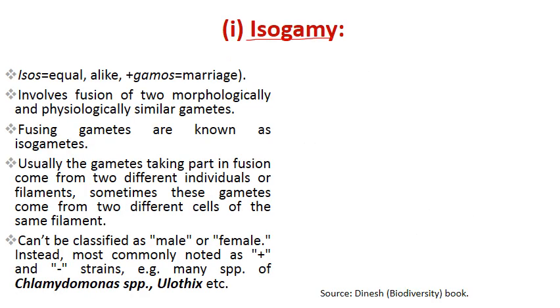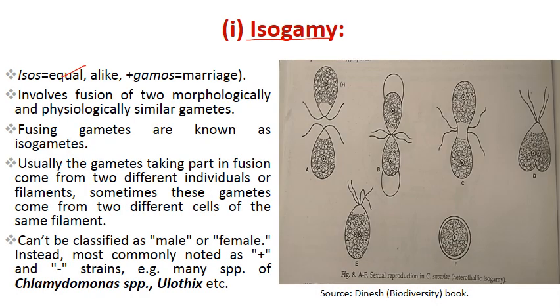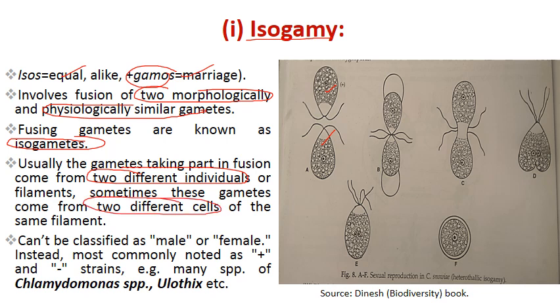Next comes isogamy. Iso means equal, alike. Gamos means marriage. It involves fusion of 2 morphologically and physiologically similar gametes. When 2 gametes that are similar in appearance and activity fuse, this phenomenon is known as isogamy, and such gametes are called isogametes. Usually the gametes taking part in fusion come from 2 different individuals. Sometimes these gametes come from 2 different cells of the same filament.